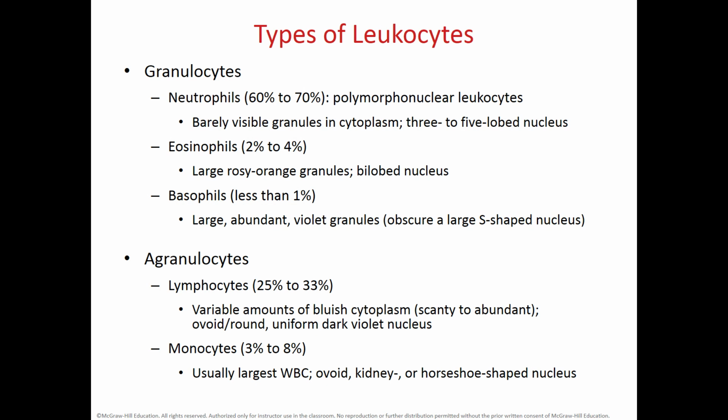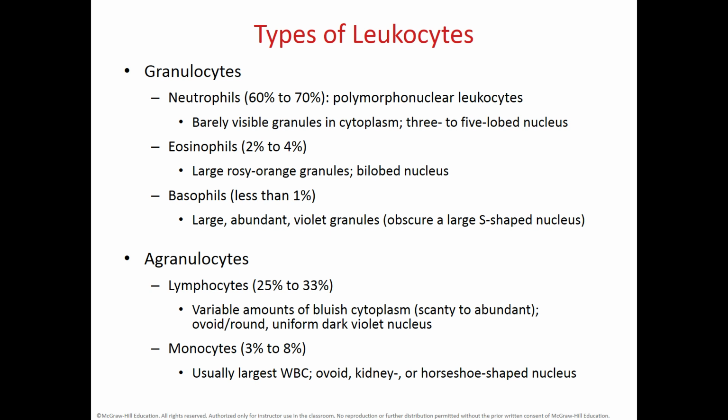So again, which are the granulocytes? Neutrophils, eosinophils, and basophils. And the percentages are there: 60 to 70% makes the neutrophils, 2 to 4% the eosinophils, and less than 1% the basophils. Characteristic of the neutrophils, their nucleus has a different shape. That's why they are called polymorphonuclear leukocytes. Poly means many, morpho means shape, nuclear means nucleus.